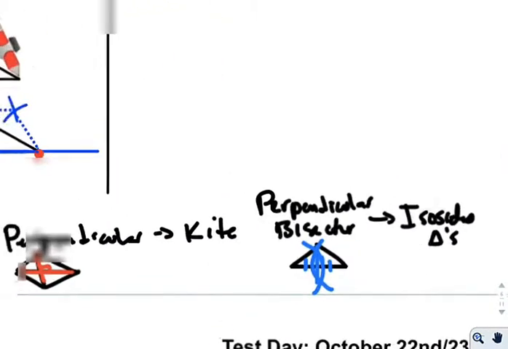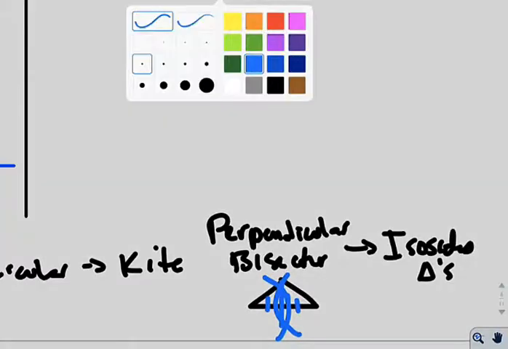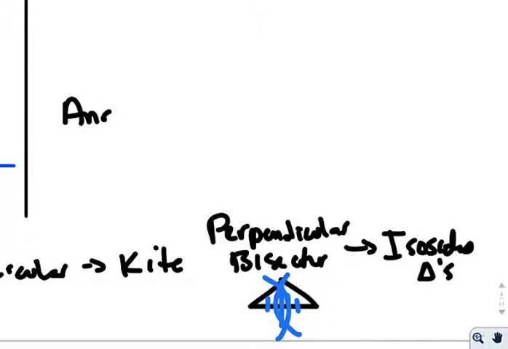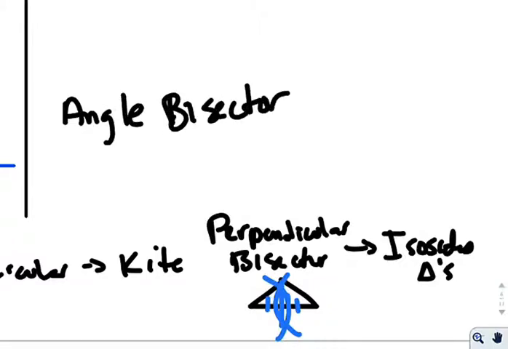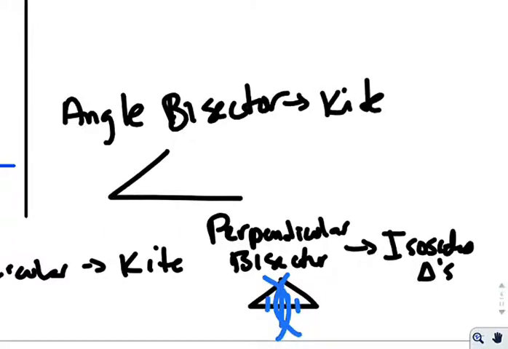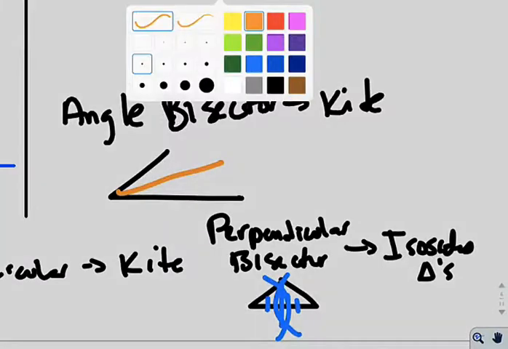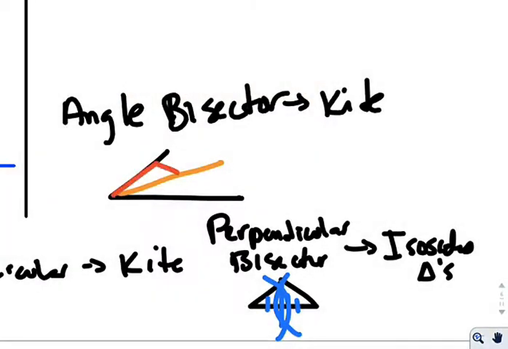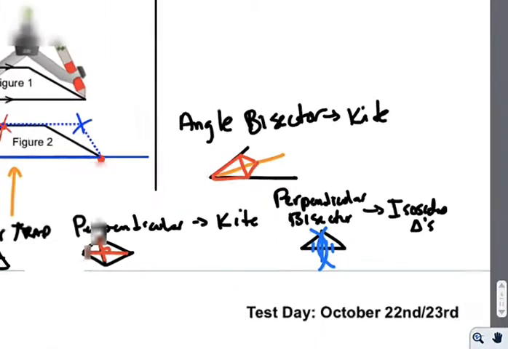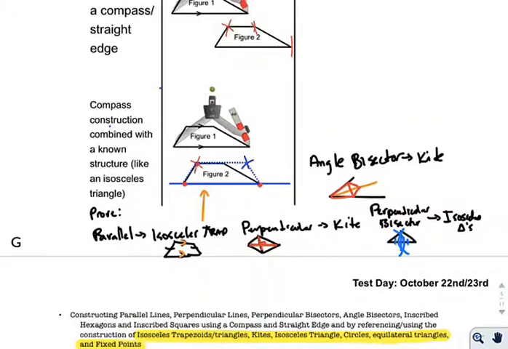Okay, and we have a couple more for our list. If I want an angle bisector, then I really am just bringing in a kite. If I have this angle I want to cut in half with this line, what I'm going to bring in is a kite structure because that's going to cut it in half for me. So that's kind of the end of the road for us.